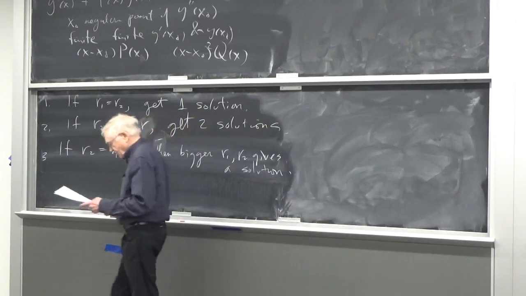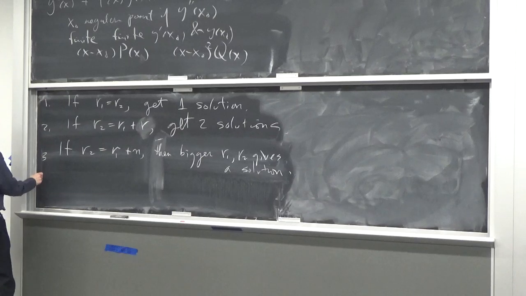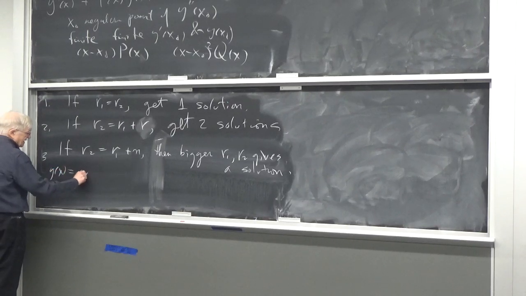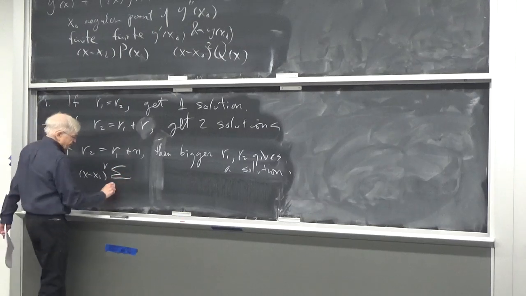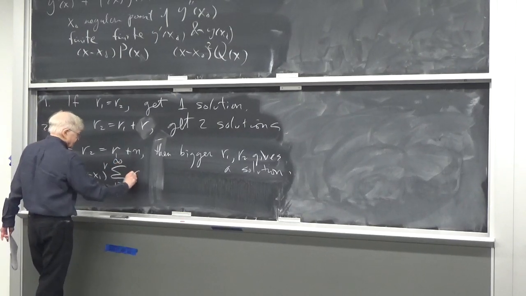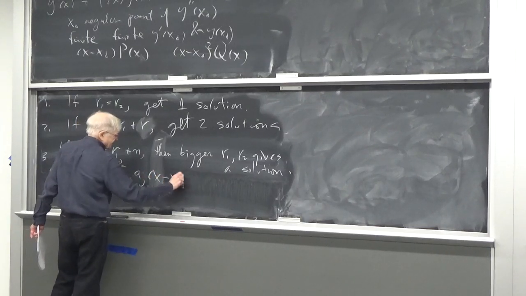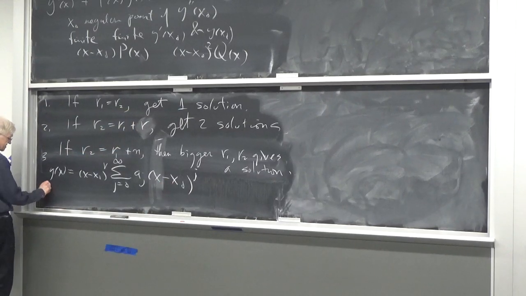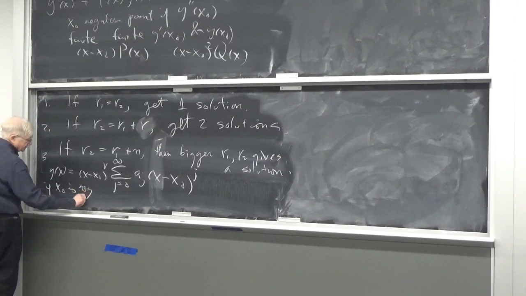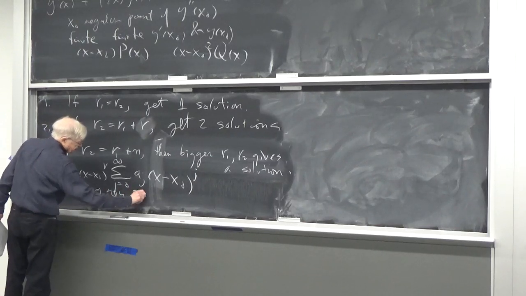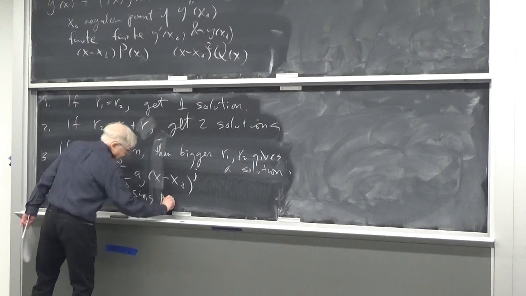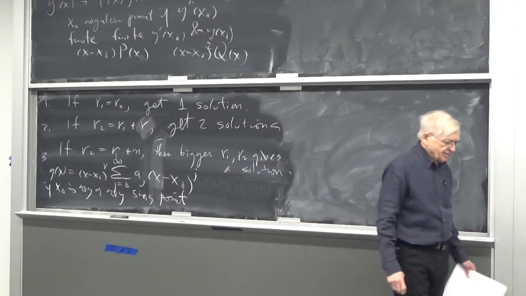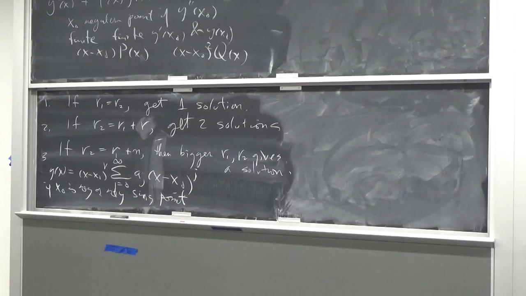So the bottom line, and this is if you're expanding about a regular point or a regular singular point, so this is if you're expanding y of x equals (x minus x0) to the r, sum j equals 0 to infinity, aj (x minus x0) to the j, if x0 is a regular point or a regular singular point, then you get at least one solution.